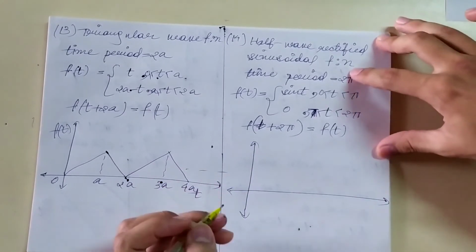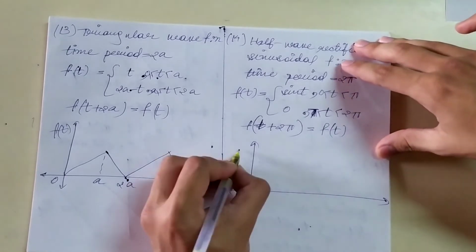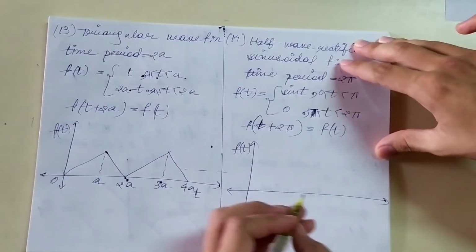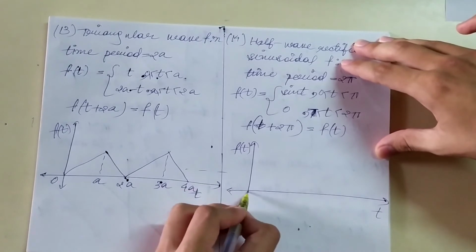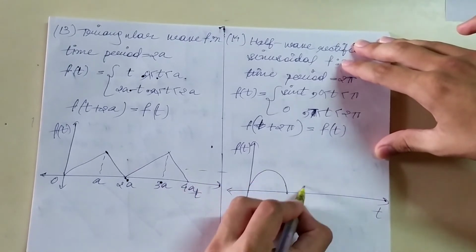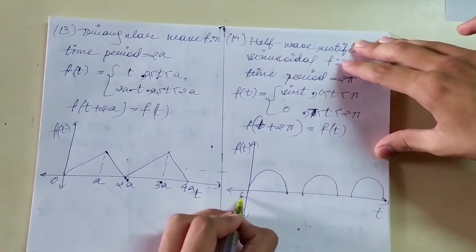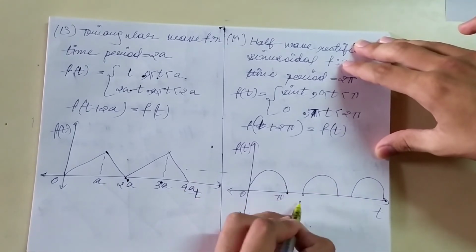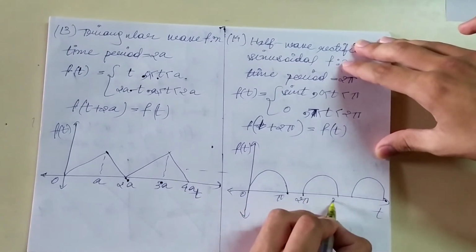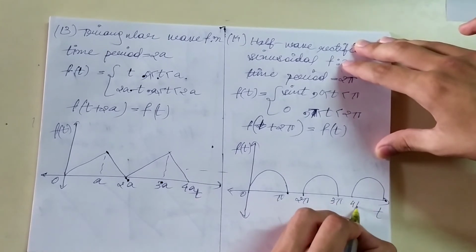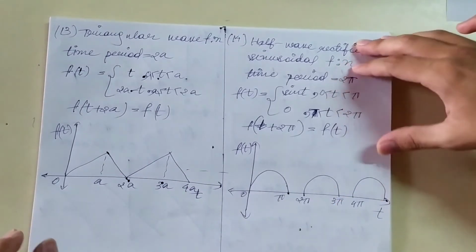So the graph of this function looks like this. This is f(t), this is t, this is 0, pi, 2 pi, 3 pi, 4 pi, and so on.